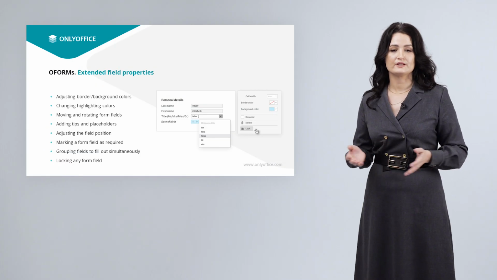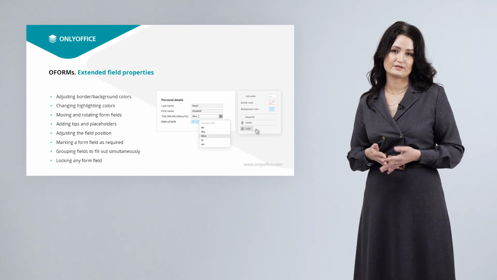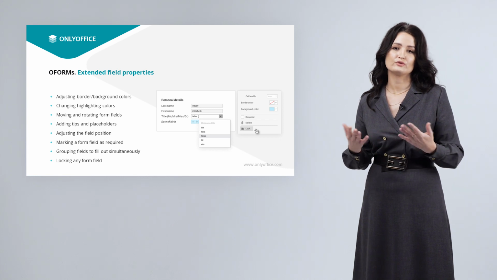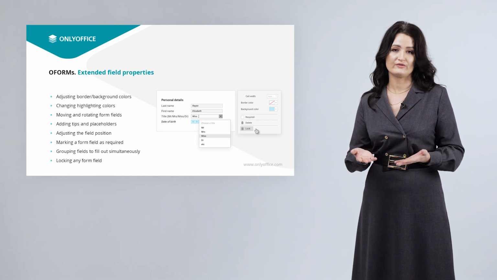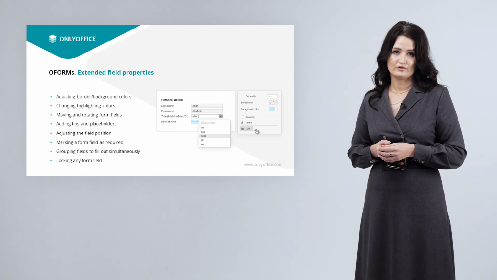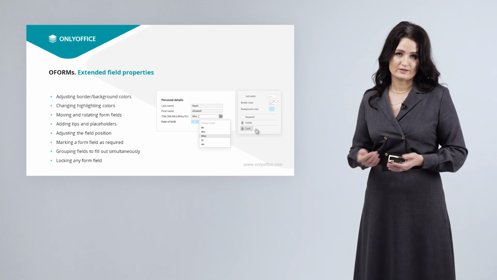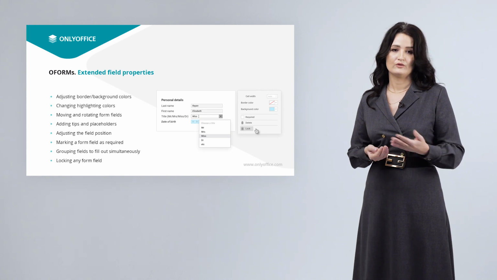Each form field provides its own settings. It's possible to adjust border and background colors as well as change highlighting colors. Move and rotate the form field to put it in the right place in your document. Insert the field in line with your text or fix its position. Mark an important field as required to not allow users to miss it. You can also add tips and placeholders to your form to make it easier for the users to work with forms. And you can group fields to allow filling them out simultaneously.